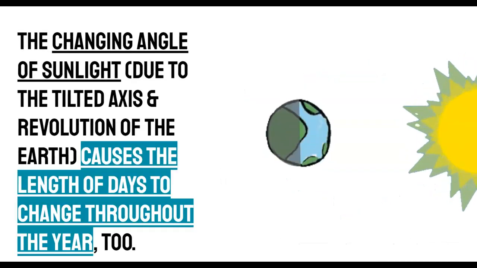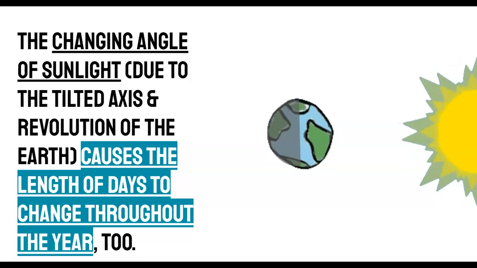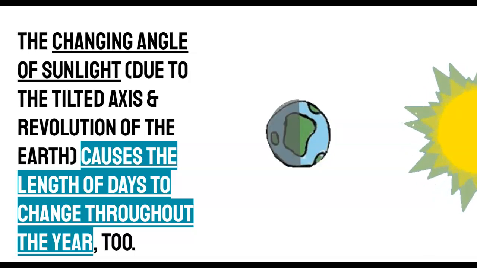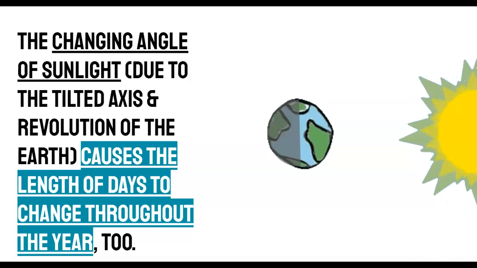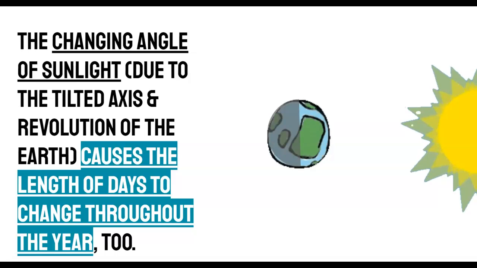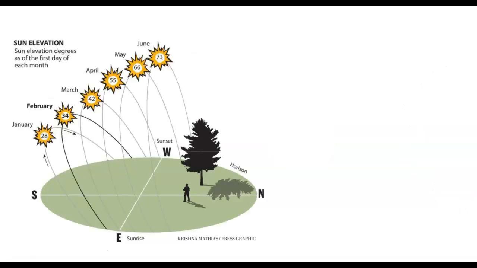Another effect of the tilt and revolution of the Earth, though, is that we get different angles of sunlight throughout the year based on the tilt. And the changing angle of sunlight will cause the length of our days to change throughout the year too. And here's how that happens. This is an image of the sun's tracking in the sky in the northern hemisphere. So keep in mind, this is the northern hemisphere. It would be opposite for months in the southern hemisphere.